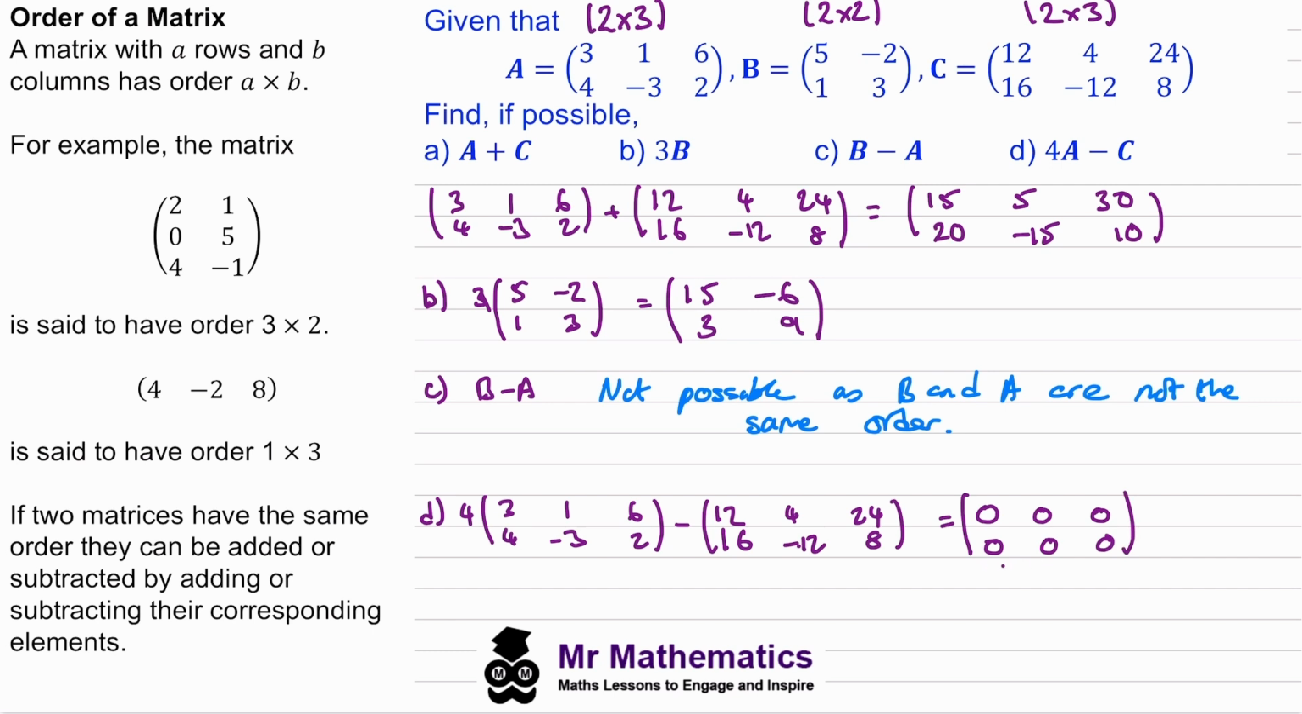So this is a special matrix, and we call this a zero matrix. A zero matrix can be of any order, but it's where every element in that matrix is equal to 0. Okay? Let's look at one more question.